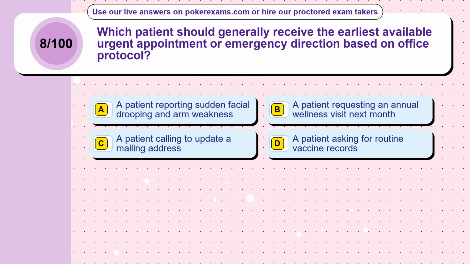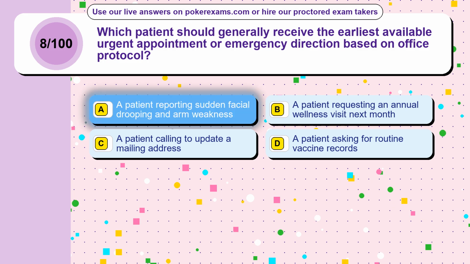Question 8. Which patient should generally receive the earliest available urgent appointment or emergency direction based on office protocol? Option A. A patient reporting sudden facial drooping and arm weakness. Option B. A patient requesting an annual wellness visit next month. Option C. A patient calling to update a mailing address. Option D. A patient asking for routine vaccine records.